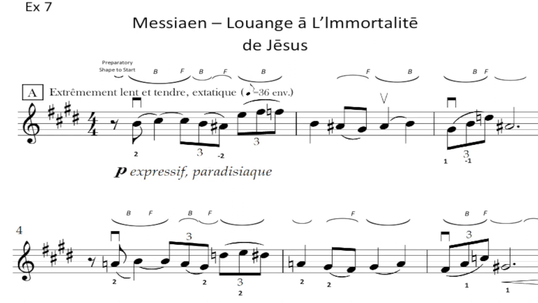Let's take an example where color is very necessary. In the final movement of Messiaen's Quartet for the End of Time, we need to be able to control the slow tempo and spin out the sound and the line with inflection. If I just play with the bow shaping as indicated, it sounds like this.